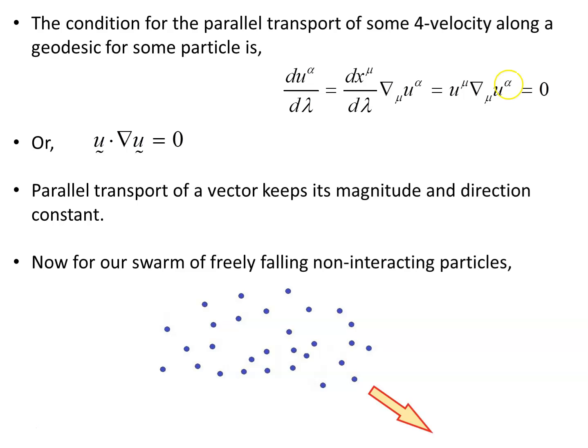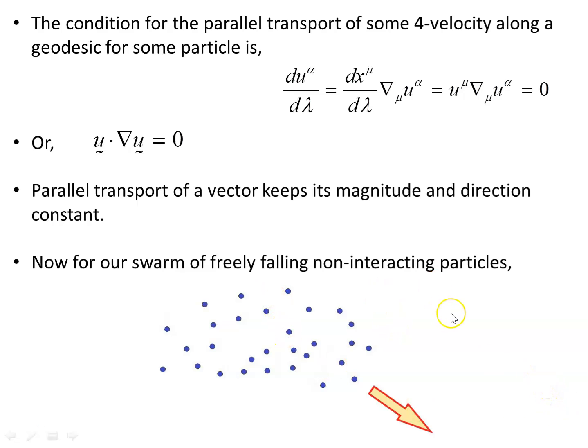And the condition for that is that the covariant derivative of the four velocity vector is 0 in the direction of the tangent vector. Okay, or we can write that in vector form like this, is 0. So a parallel transported vector keeps its magnitude and direction constant. Okay, that was the build up.